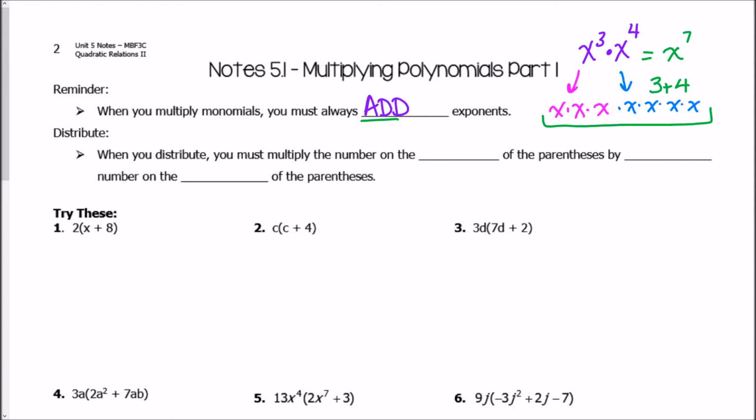Also, I just want you to write down that you should also multiply your coefficients. And don't forget, your coefficients are the numbers in front of the variable.